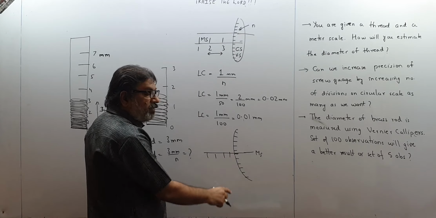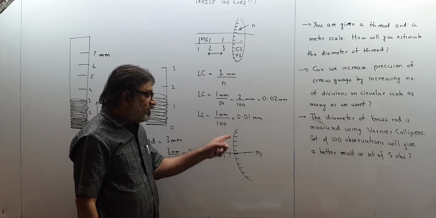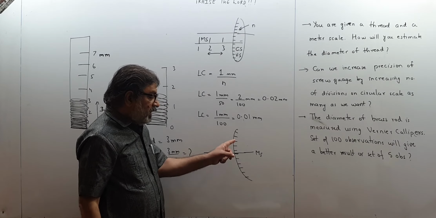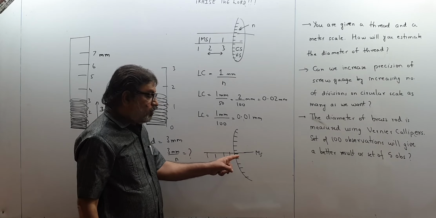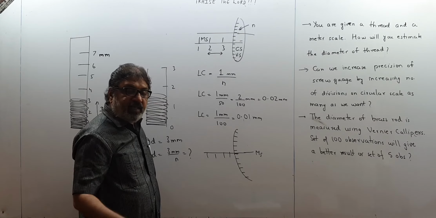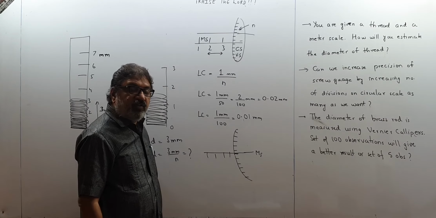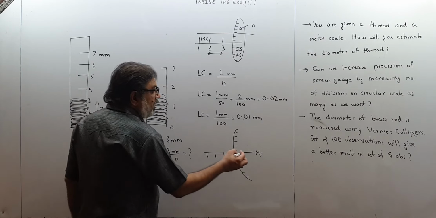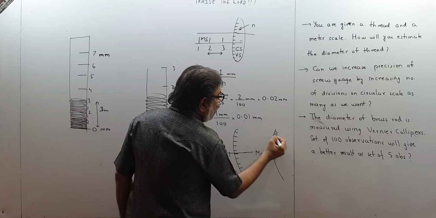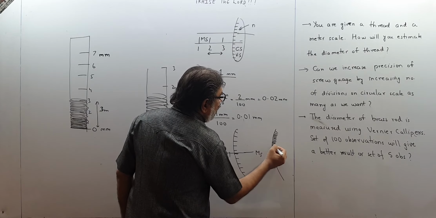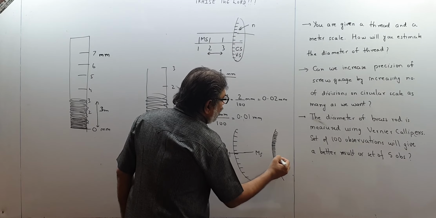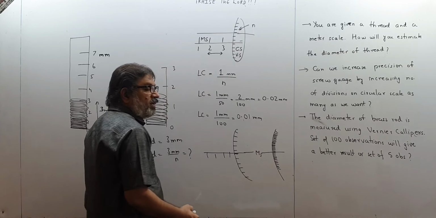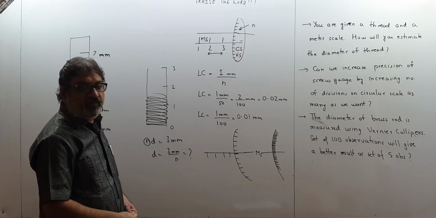So when the divisions are very far apart, when the number of divisions on the screw gauge is less, you can easily find out which division of the circular scale is coinciding with the main scale. And then calculating the number of divisions on the circular scale becomes very easy for us. But if I increase the number of divisions and make them very close, as you can see in the diagram, then identifying which division is coinciding with the main scale will become very, very difficult.